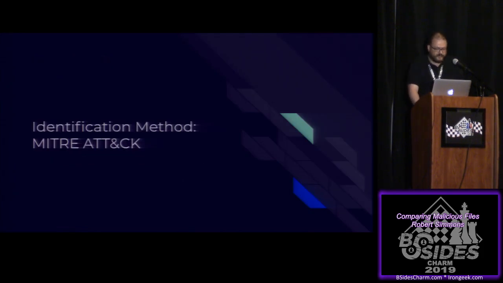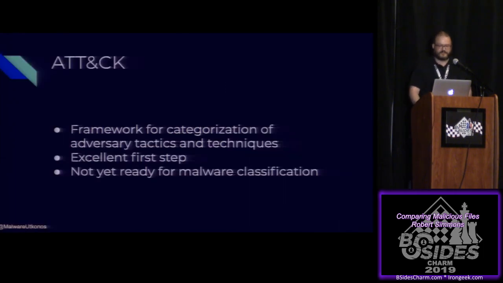So another identification method or framework for identification is MITRE ATT&CK. Who's familiar with MITRE ATT&CK? Awesome. Very, very good. So MITRE ATT&CK is a framework of categorization for adversary tactics and techniques, and it's an excellent first step. It's actually very, very good for most of the things that you all are probably using it for now, which is adversary behavior on the network, pivoting, attack techniques, and such. But for malware classification, it's not ready for prime time, and it needs a lot of help.